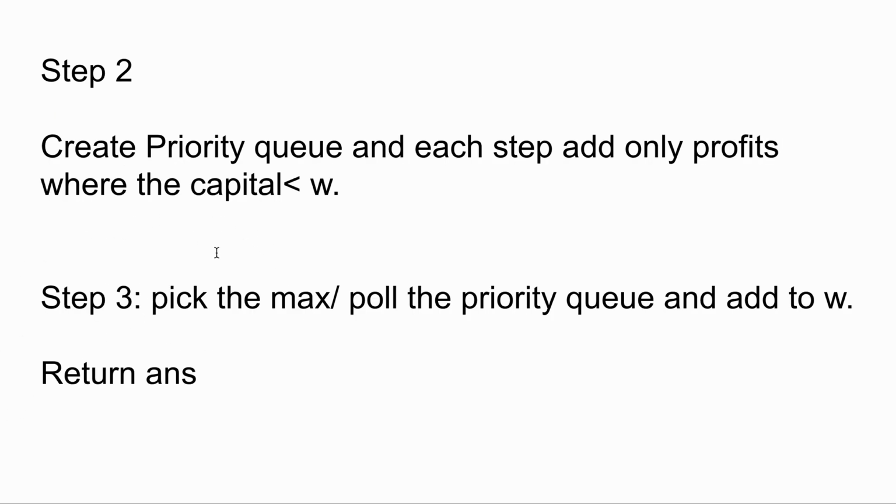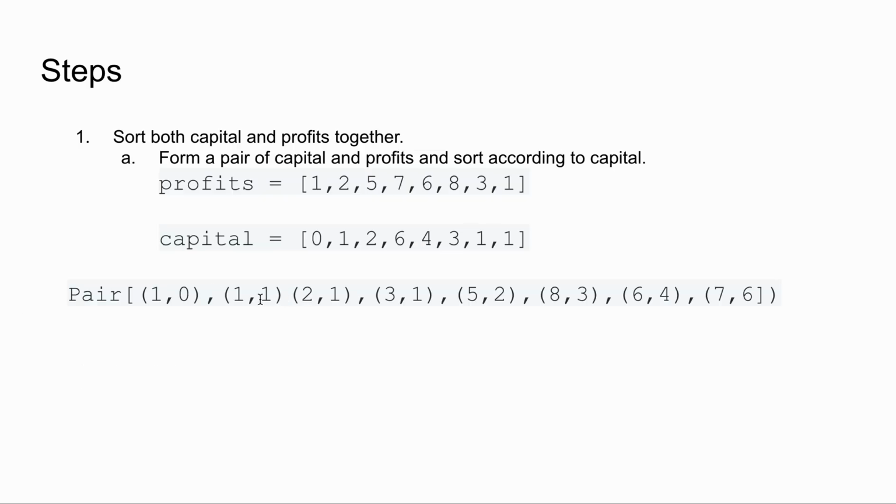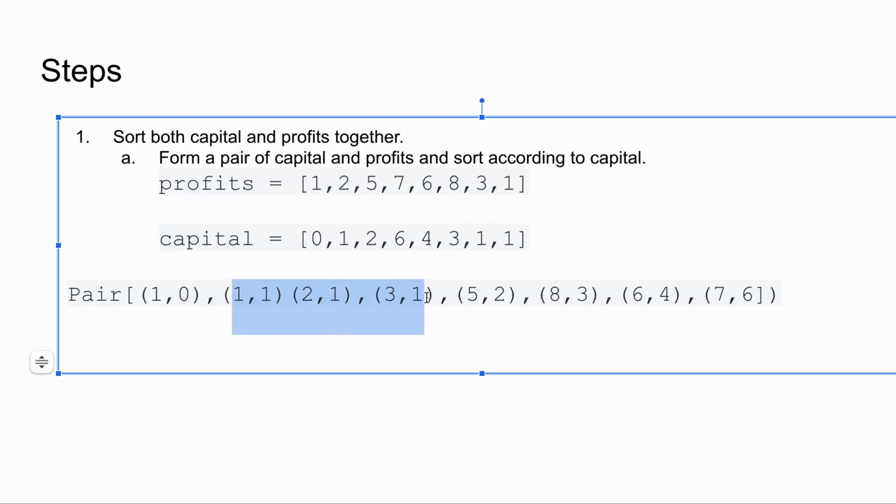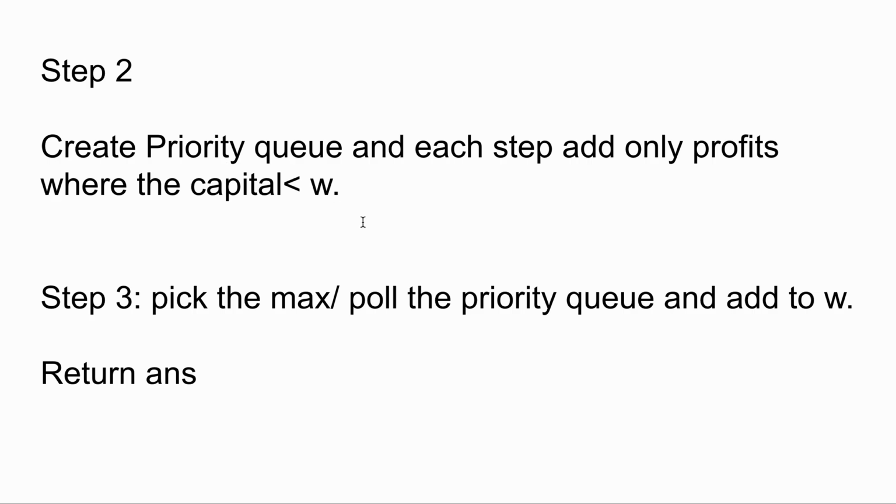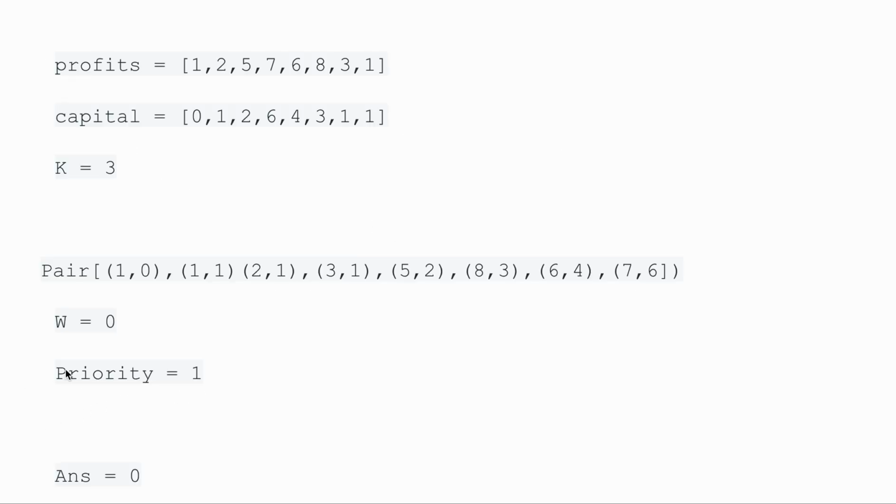So this will be a while loop. Why will this be a while loop or a for loop? Because we have to add all the elements and we will be picking until we have reached k projects, that is 3 in this case. So you will be running this loop 3 times and at the end you will be returning the answer. So let me dry run this.